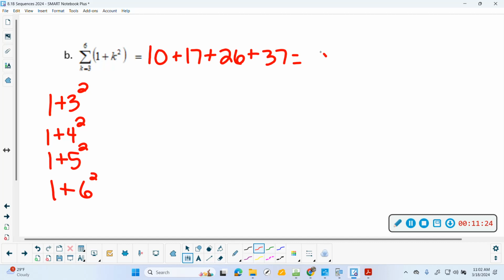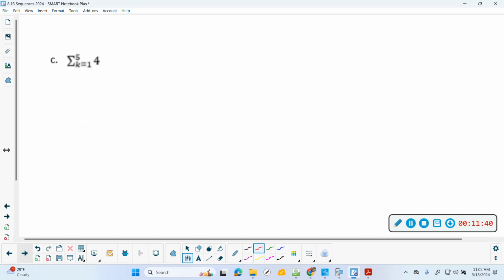90. Now, if you had a lot of terms, let's say 20 terms, is it obnoxious to stand there and add up 20 numbers on your calculator? It is. So we are going to show you how you can do it on your calculator if you have to do a lot of terms. Just wait for it. Okay, this one.